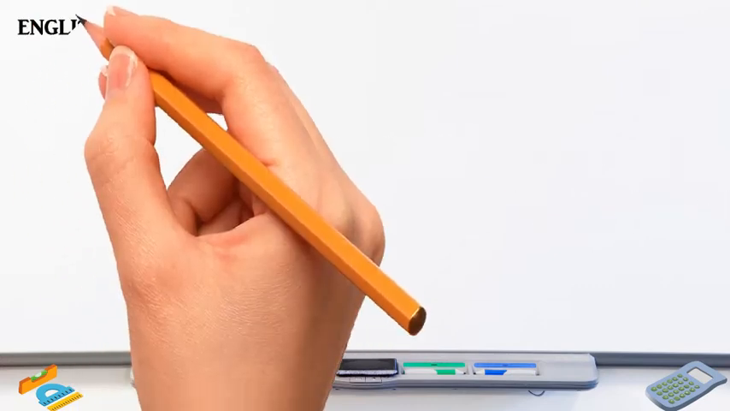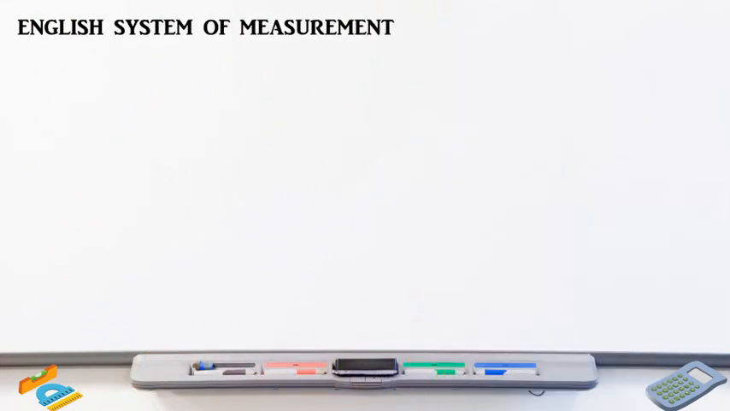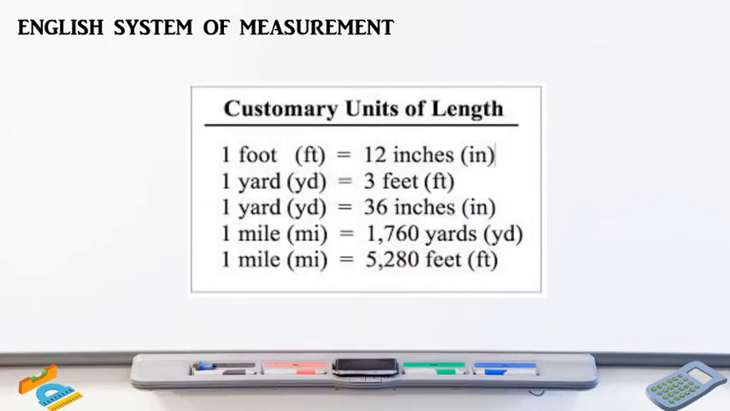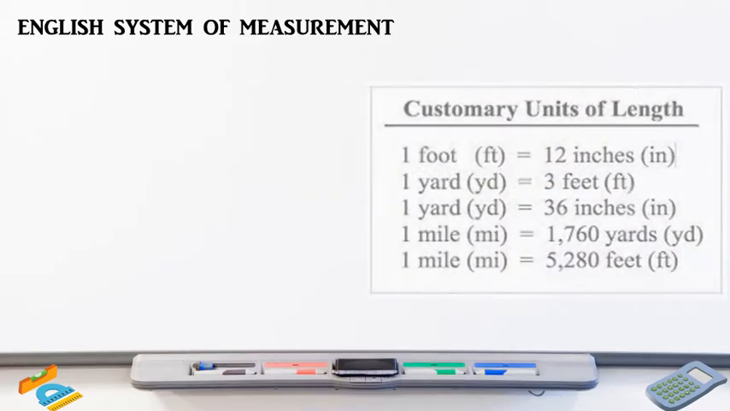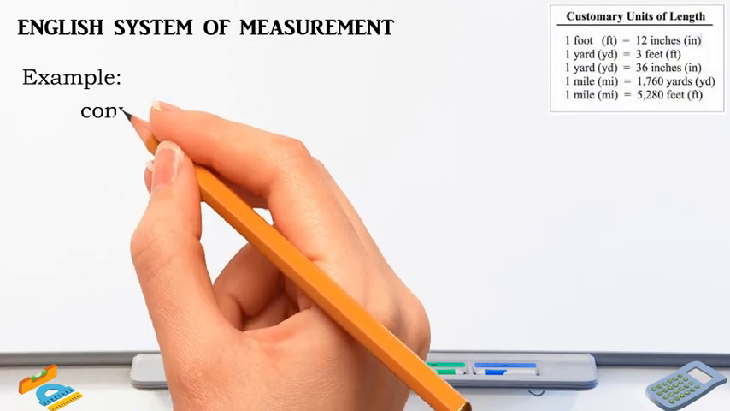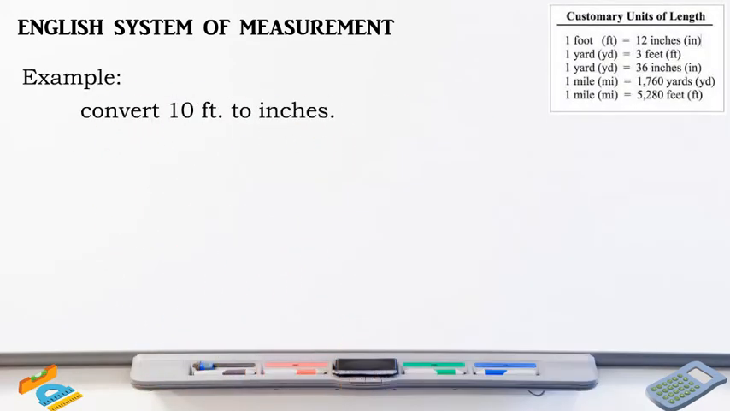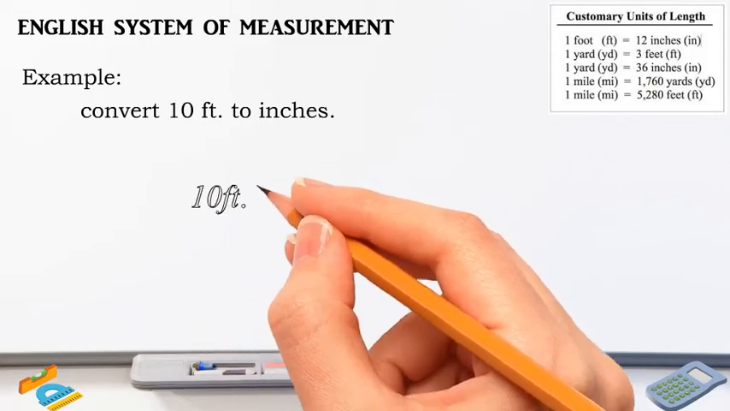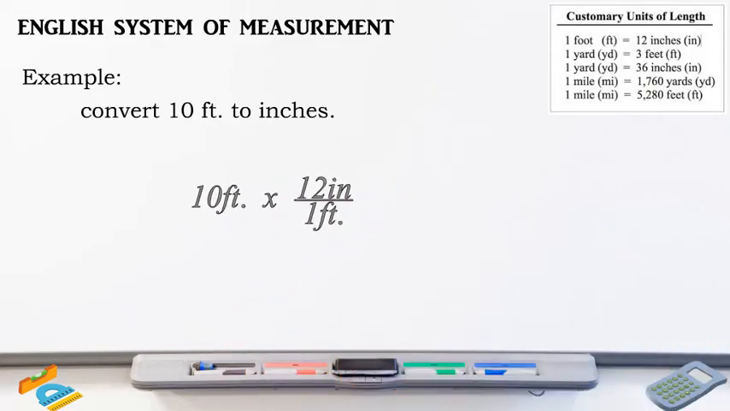Now let's move to the English system of measurement. When converting from one unit of measure to another, you should know what is called the conversion factor. Here are some examples of conversion factors in the English system of measurement. Let's try to convert 10 feet to inches. Since 1 foot is equal to 12 inches, then we can multiply 10 feet by 12 inches over 1 foot. Cancel the unit foot or feet, and the answer is 120 inches.